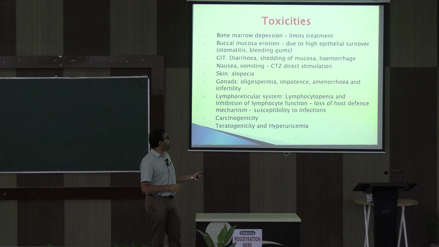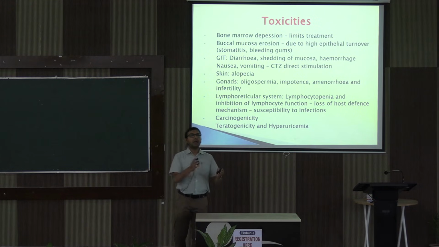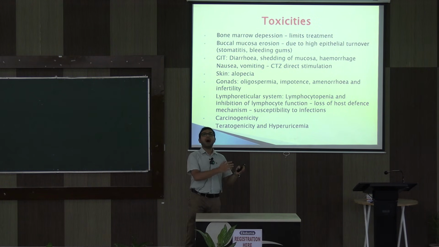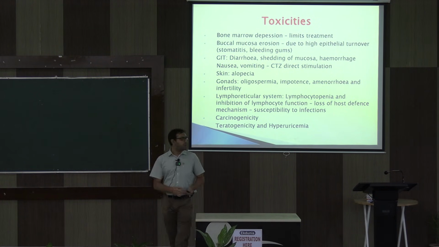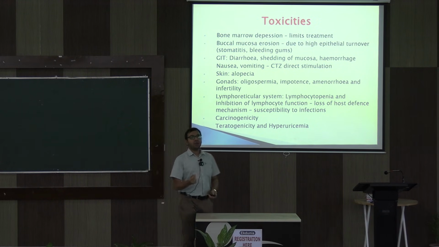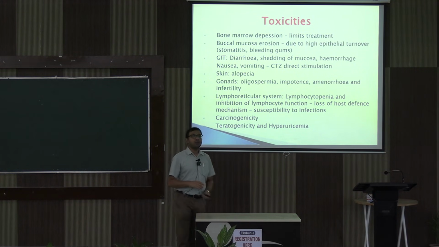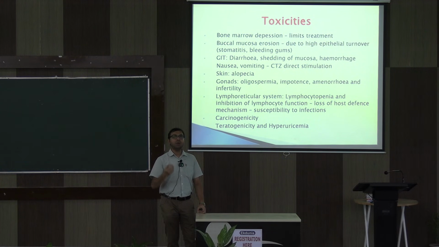Lymphoreticular system: there may be lymphocytopenia, and lymphocyte function may be deranged. Susceptibility to infections usually happens when we are using cancer chemotherapeutic drugs; the patients become more susceptible to different types of infections. Carcinogenicity: the anti-cancer drugs are themselves carcinogenic because they mainly act on normal cells that have high turnover. Teratogenicity and hyperuricemia: most of these drugs are teratogenic, so when given to pregnant patients they can lead to teratogenicity. Also hyperuricemia, because when cancer cells are destroyed, uric acid will be higher in the blood.